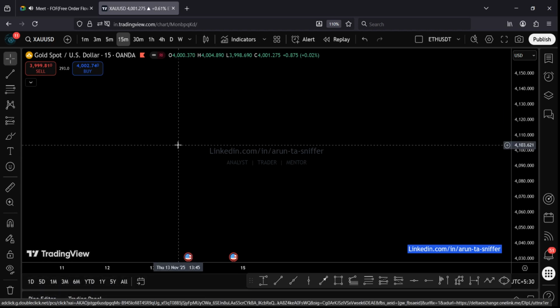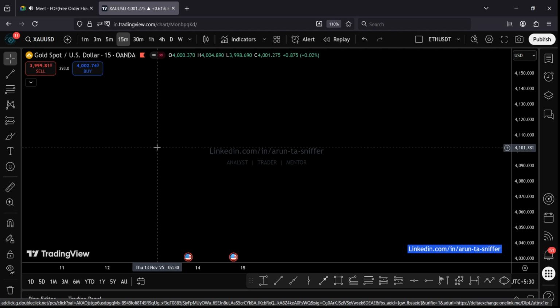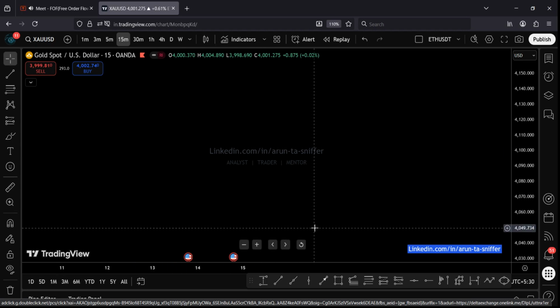So let's start with pre-order flow, FOF. As we discussed yesterday, when a QM is ignored, an ignored QM level is generated. But what if the QM level works and then price goes back to it and crosses the level? Let's understand it via a diagram.